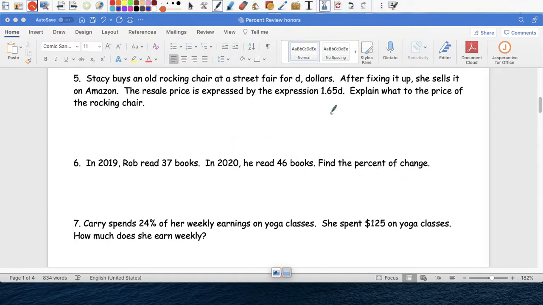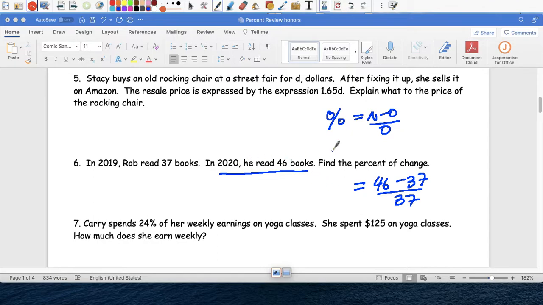Find the percent of change. So let me just write that. It equals new minus old over old. So in 2019, Rob read 37 books. In 2020, he read 46 books. So 2020, the most recent one, would be the new. So let's go 46. The old one is 37, over 37. You can definitely know it's an increase, so our percentage is going to be positive.